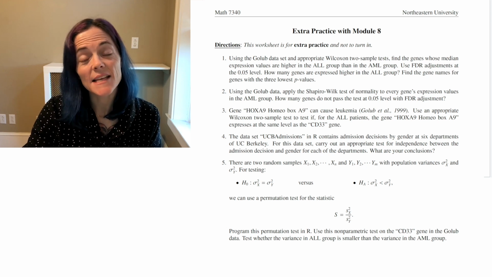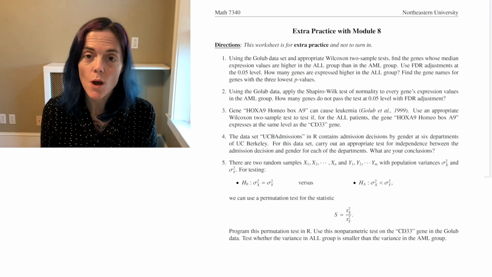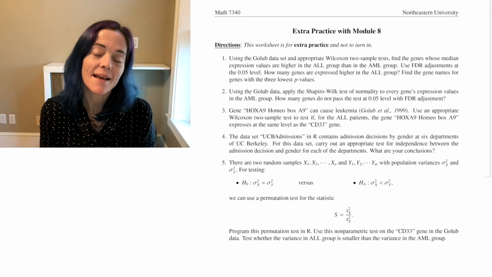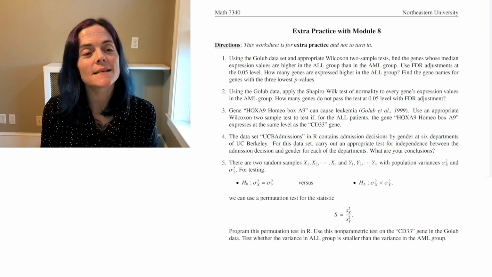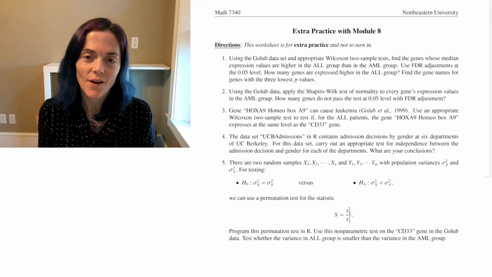Hi class, let's go over this extra practice worksheet from Module 8. This is our non-parametric module. We have 5 questions. I will work all of these in R.